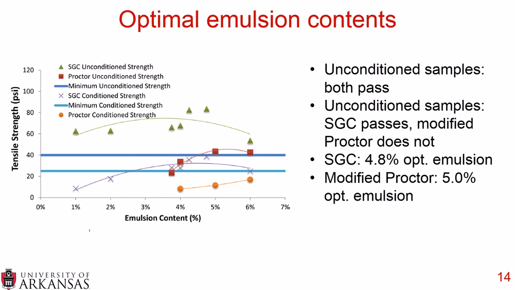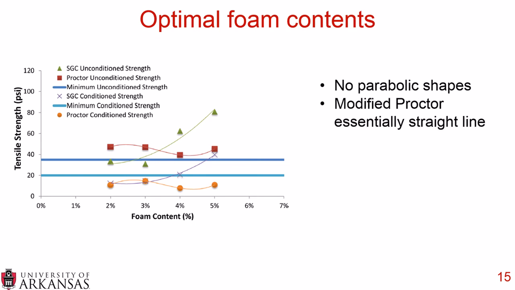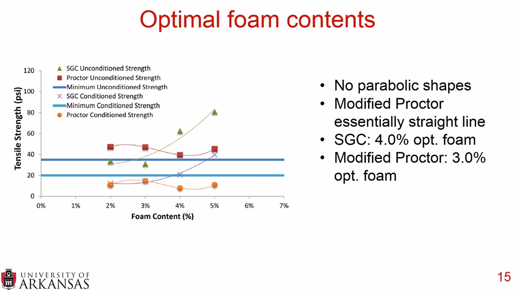Now you can see here in general, we're seeing some relatively nice parabolic shapes, and this is for the asphalt emulsion, but the foam contents were not as straightforward. When we take a look at the foam contents, you can see that there are really no parabolic shapes. The modified Proctor is essentially a straight line. So from this, based on our analysis, we determined an optimal foam content of 4% using the Superpave Gyratory compactor, and an optimal foam content of 3% based on the modified Proctor.